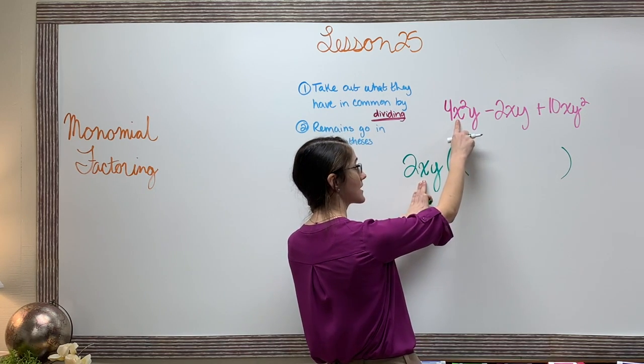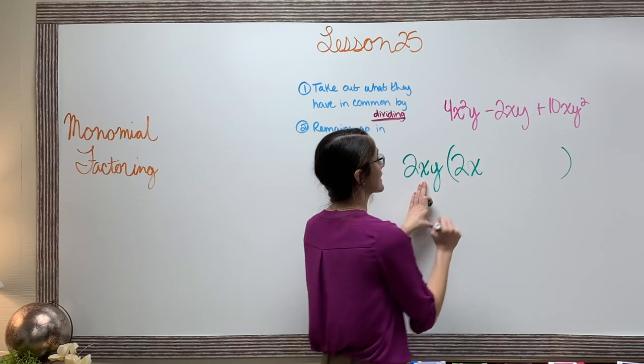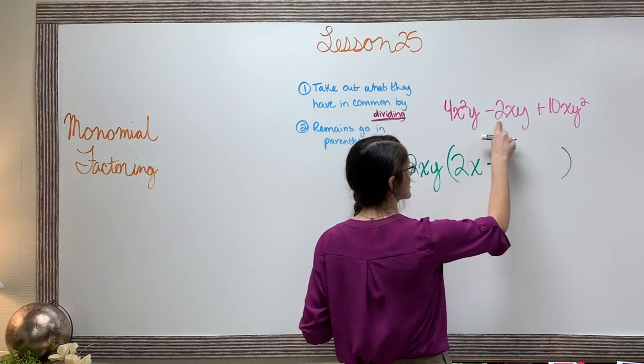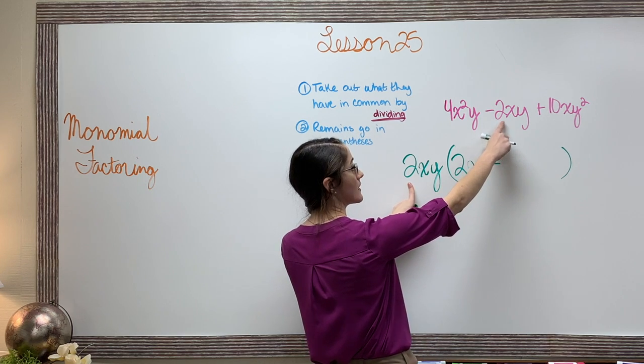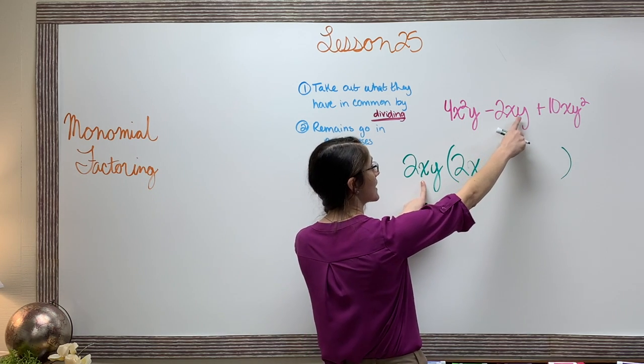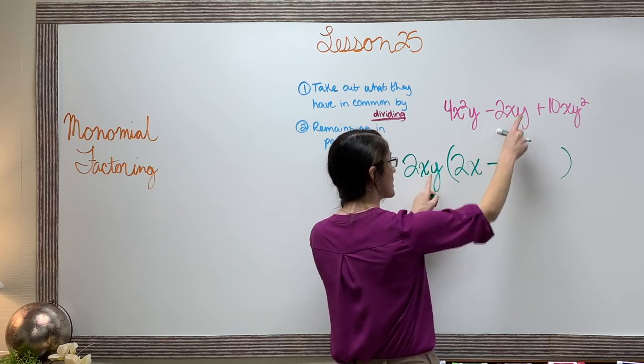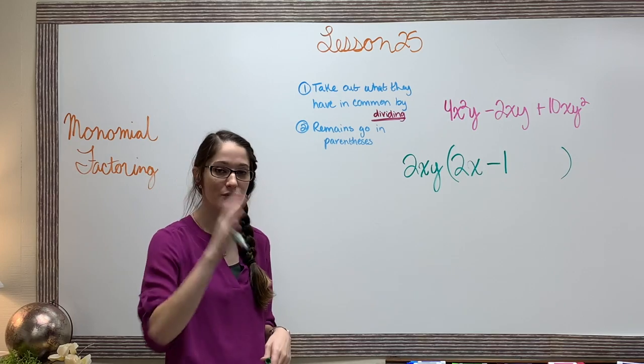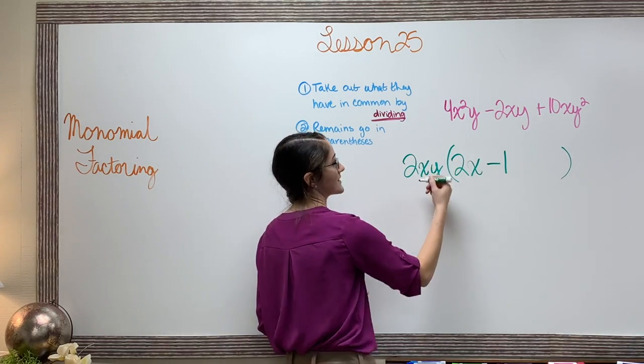X squared divided by x is just x. And then y divided by y is 1. So I'm going to leave that alone. Minus 2 divided by 2 is 1. X divided by x is 1. And y divided by y is 1. So all of this stuff ends up being just 1 because everything is something over itself.